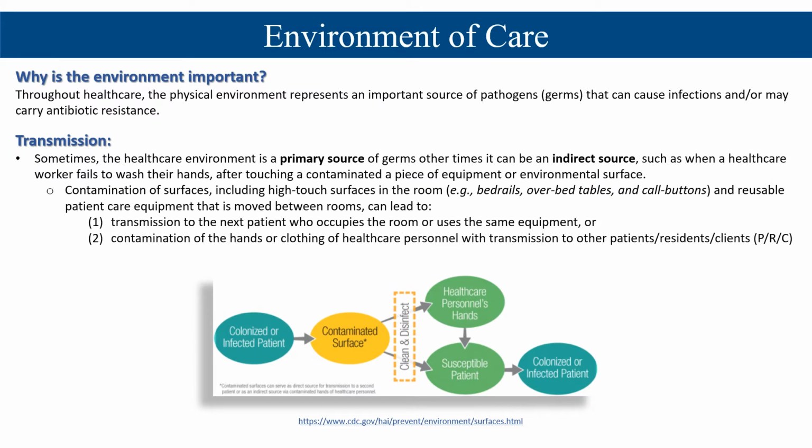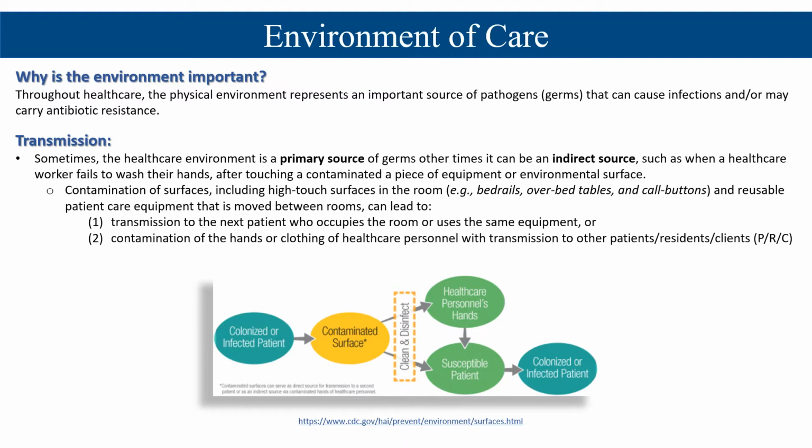So let's talk a little bit about the environment of care. When we think about infection prevention and control, why is the environment important? It's important because it can represent a source of pathogens or germs that can cause infections and may carry antibiotic resistance. When we think about transmission and how it might reach a patient, resident, client, or healthcare worker, the environment can be a primary source of germs, such as a contaminated sink or water source, and other times it can be an indirect source.